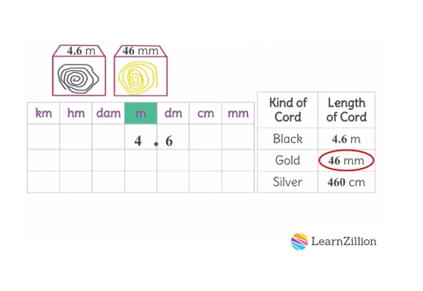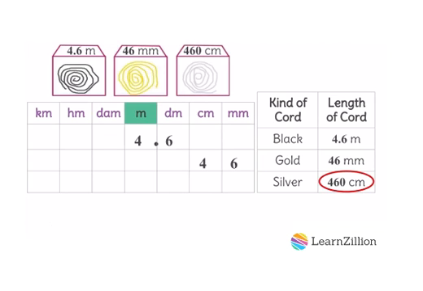The gold cord is 46 millimeters long. We need to make sure that the 6 is in the millimeters column, and the 4 would be in the centimeters column. The silver cord is 460 centimeters long. We need to make sure that it also ends in the centimeters column, with the 4 in the meters and the 6 in the decimeters.